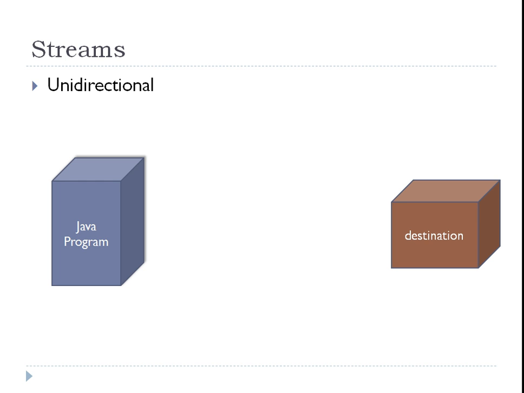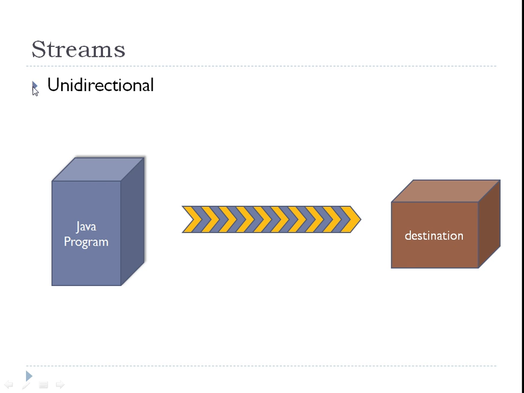So here is an example. This is the destination and this is a Java program. It means the Java program wants to send some information to the destination. This destination could be a file, a socket, or a monitor on which information can be displayed. In order to transfer information from the program to the destination, we need a connection, and that connection is known as a stream. So a stream is a continuous flow of information.